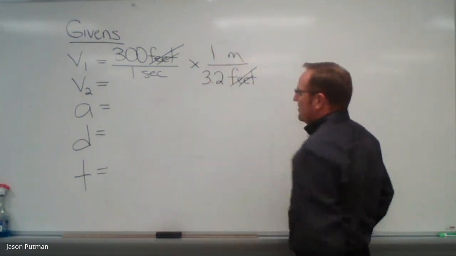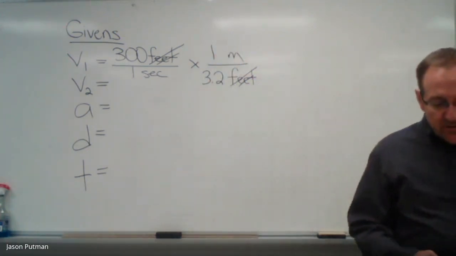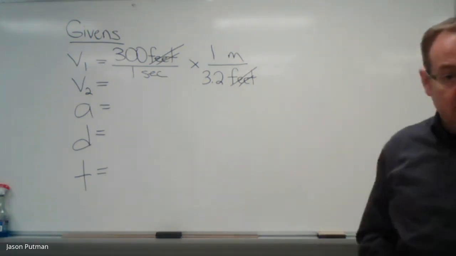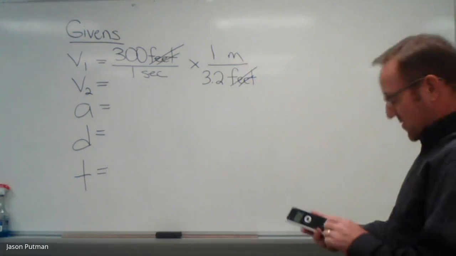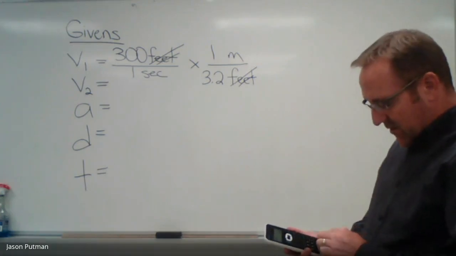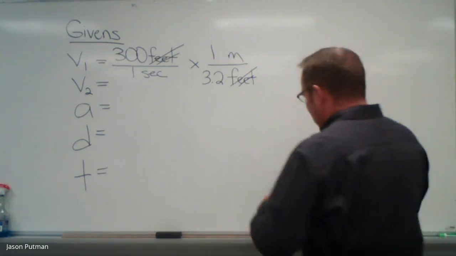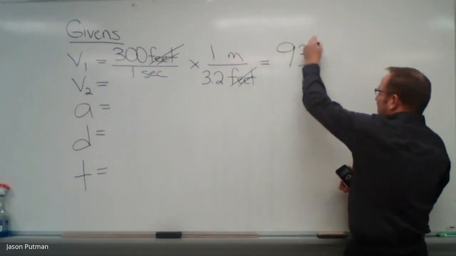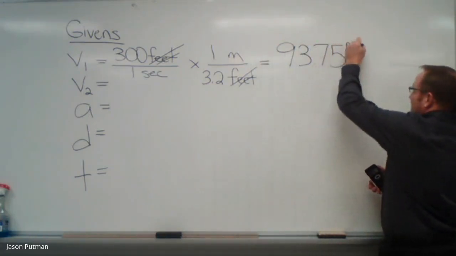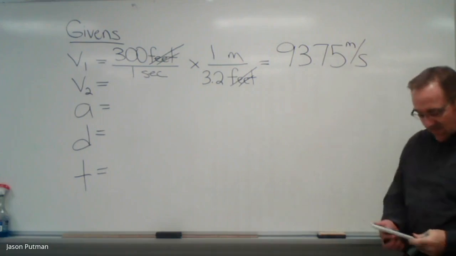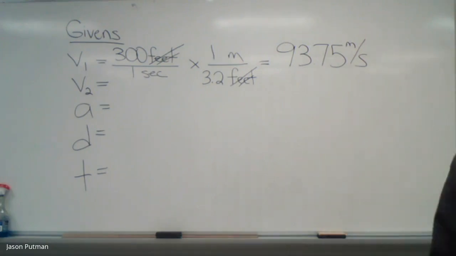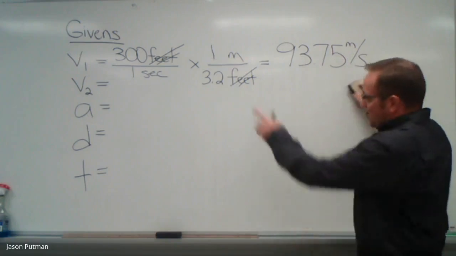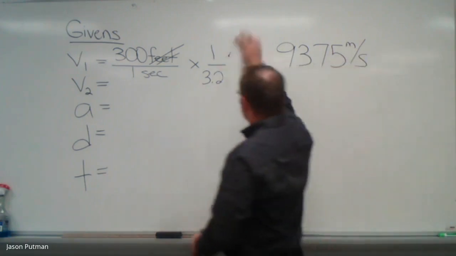Cancel the word feet or foot, and you don't even have to ask yourself whether you multiply or divide because it'll be right there in front of you, telling you what you have to do. So 300 divided by 3.2. We are instead going to use 93.75 meters per second. I'm going to need some board space here, so I'm going to erase all this and just write this value over here.